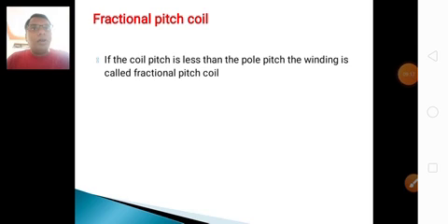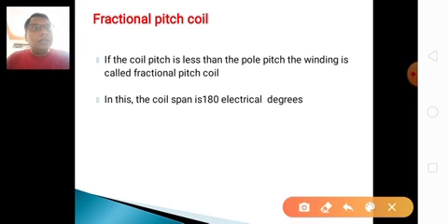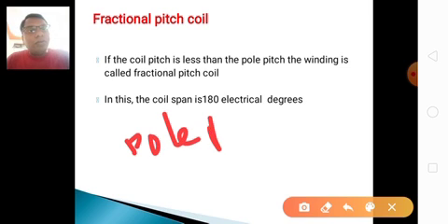Fractional pitch coil. If the coil pitch is less than the pole pitch, the winding is called a fractional pitch coil. Already we have studied this previously. When both are equal, that is a full pitched coil. If the coil pitch is less than the pole pitch, that is known as a fractional pitch coil. In this, the coil span length is 180 electrical degrees.